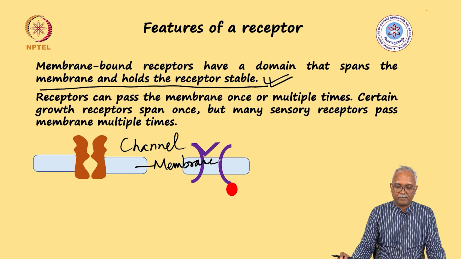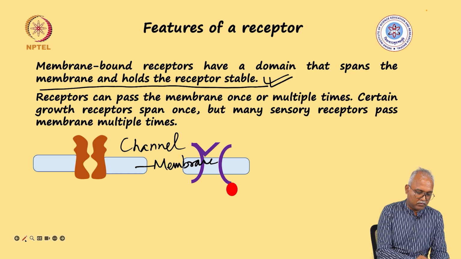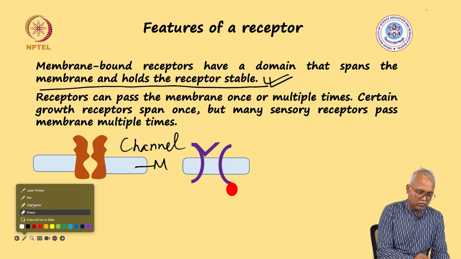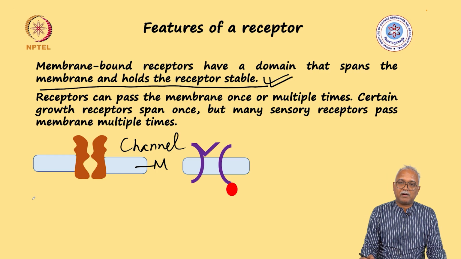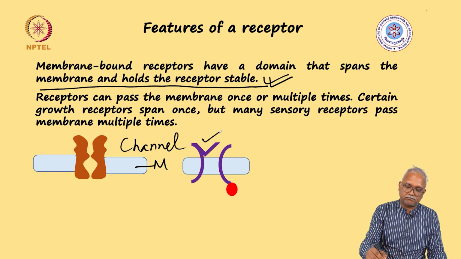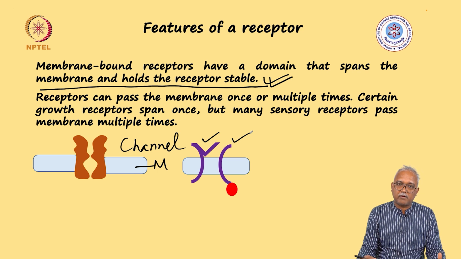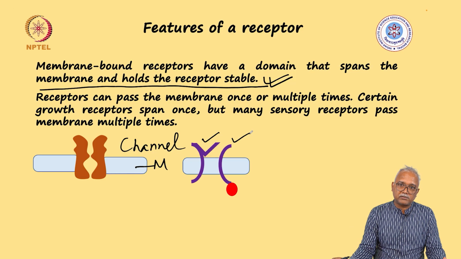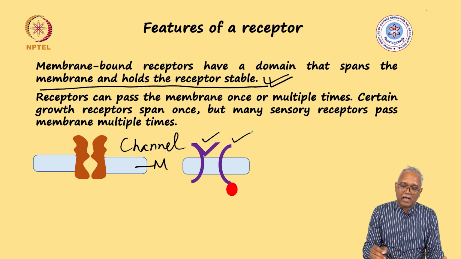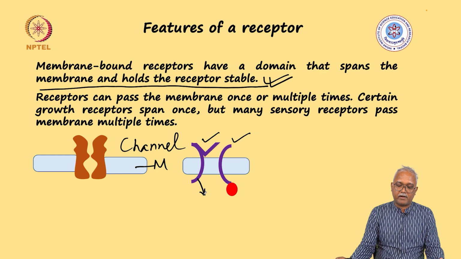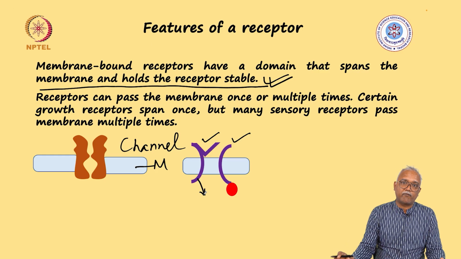Or you can have a receptor where you can have the receptor as different entities, as a heterodimeric or homodimeric molecule. Some of these receptors can have two distinct types, and they need to come together to activate the signaling process. Here you can notice that the signaling happens when the receptors come together, and one more important thing to note is that the receptor is passing the membrane only once.